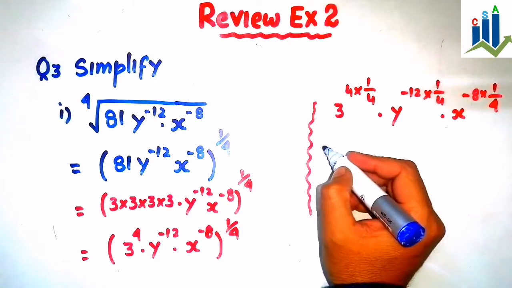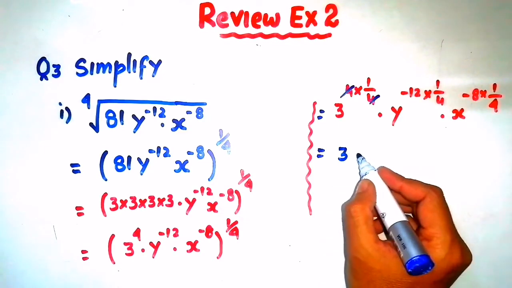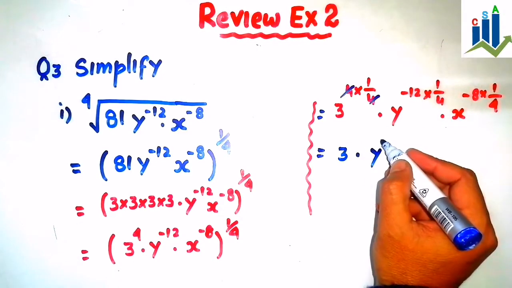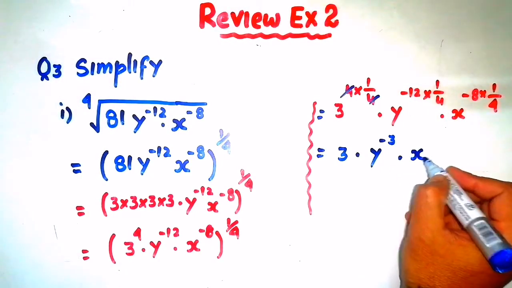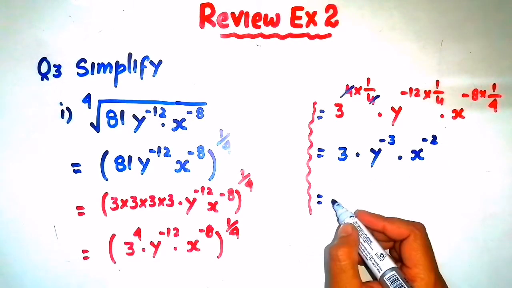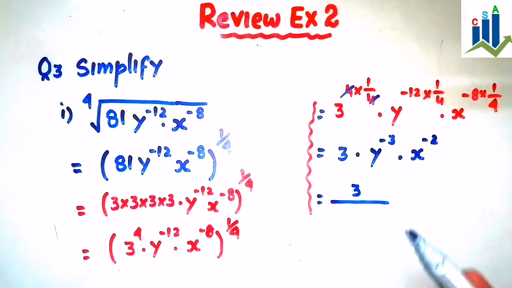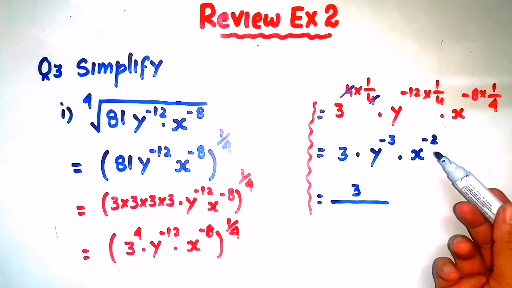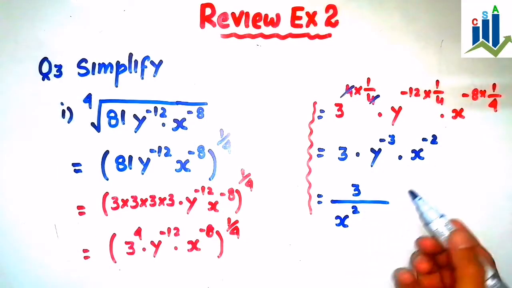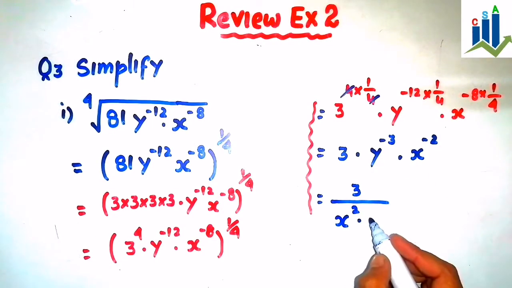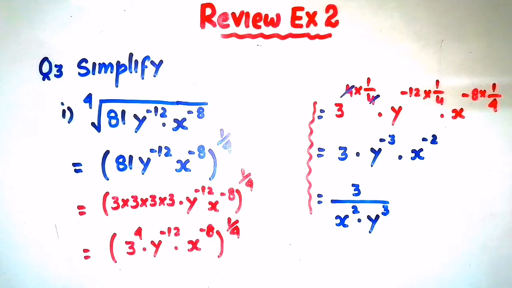If we simplify it, it will become 3, y raised to power 4 minus 3, and 4 twos are 8, x raised to power minus 2. Remember that power should not be negative, so we will take its reciprocal. It will become x power 2 and this will become y cube. It is your answer.